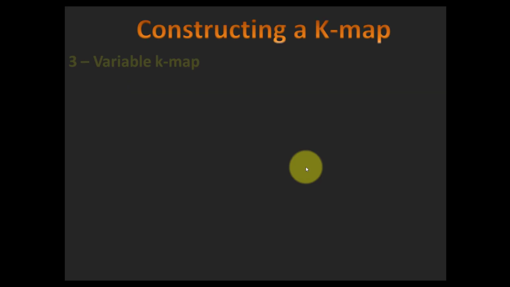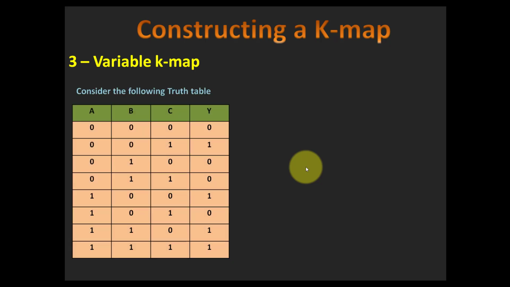Now how do we construct a K-map? Suppose we first see how we can have a three variable K-map. For that purpose we need a truth table. So this is a three variable truth table. We have a, b, c as the inputs, and with three inputs we can make 8 combinations, 0 0 0, 0 0 1, 0 1 0, up to 1 1 1.